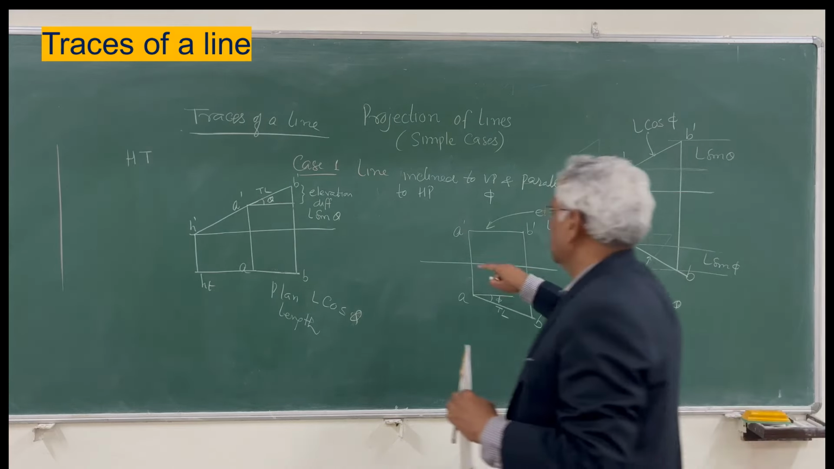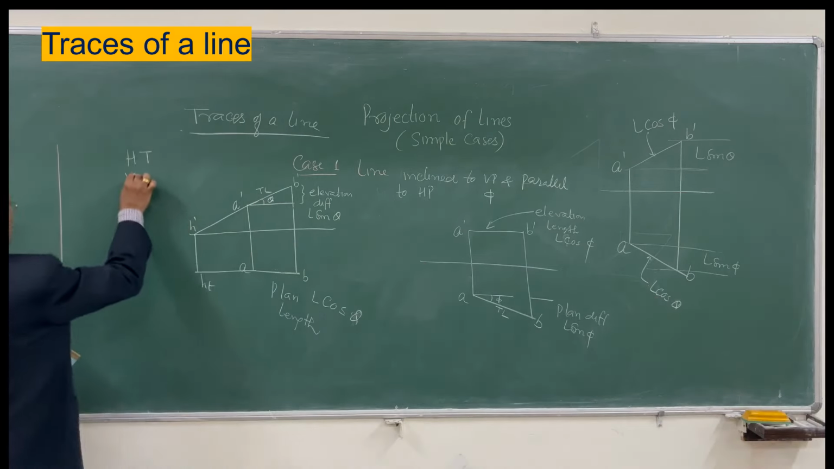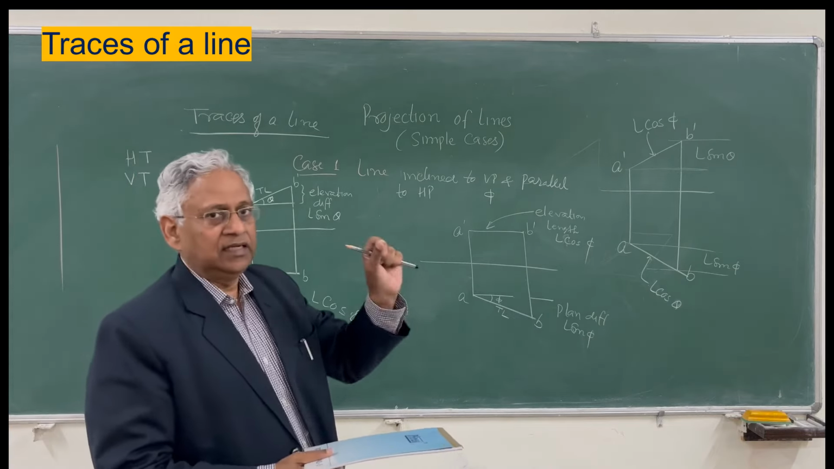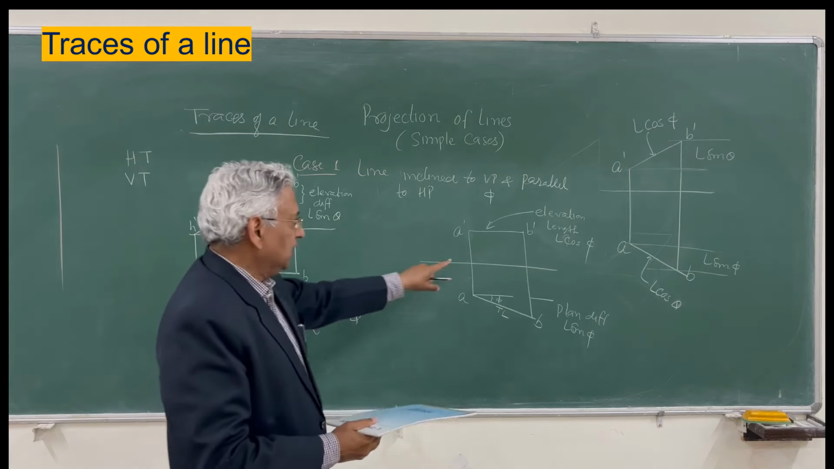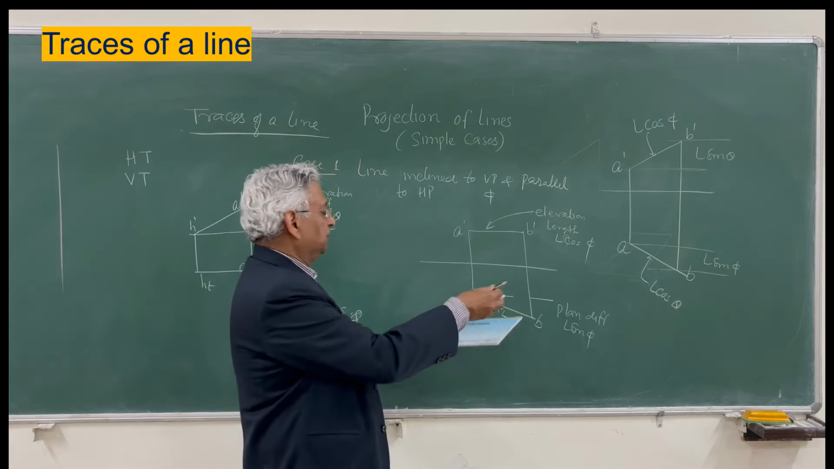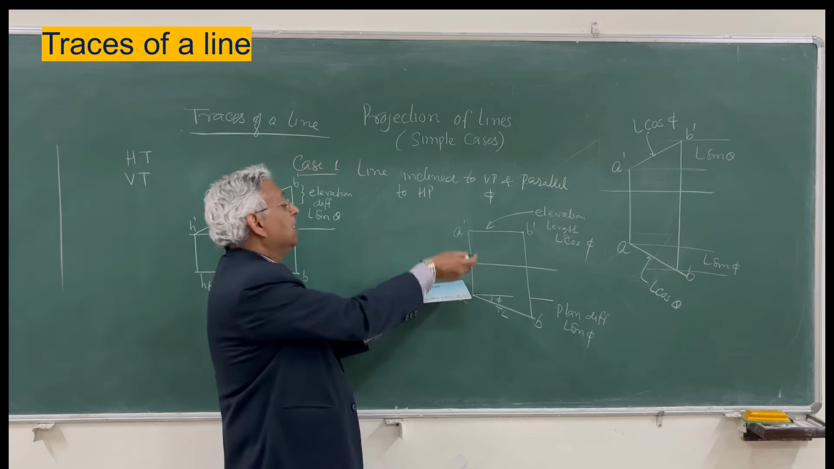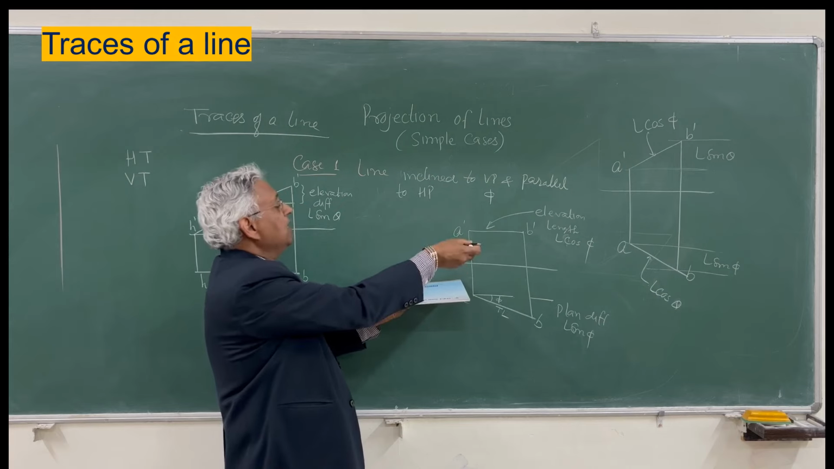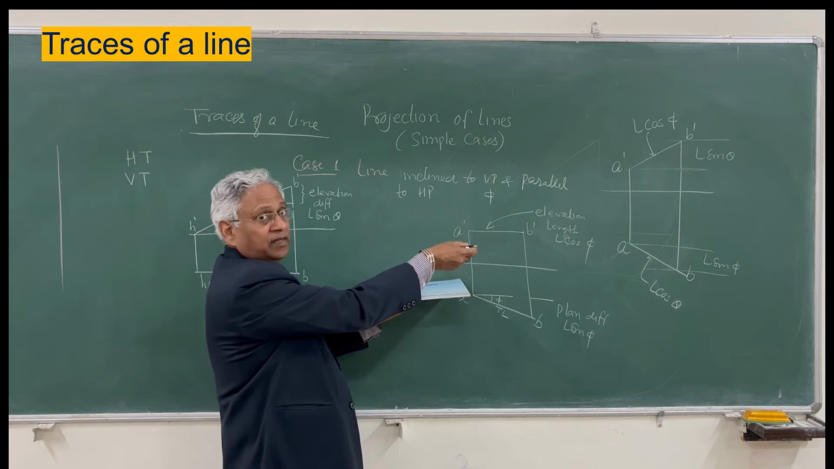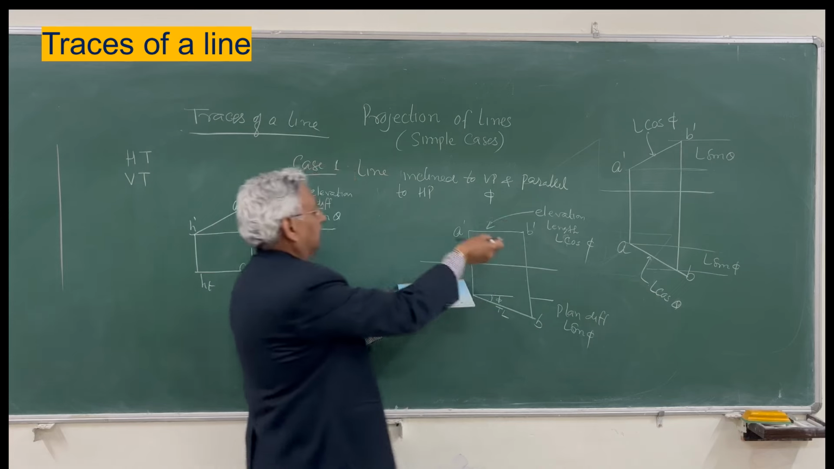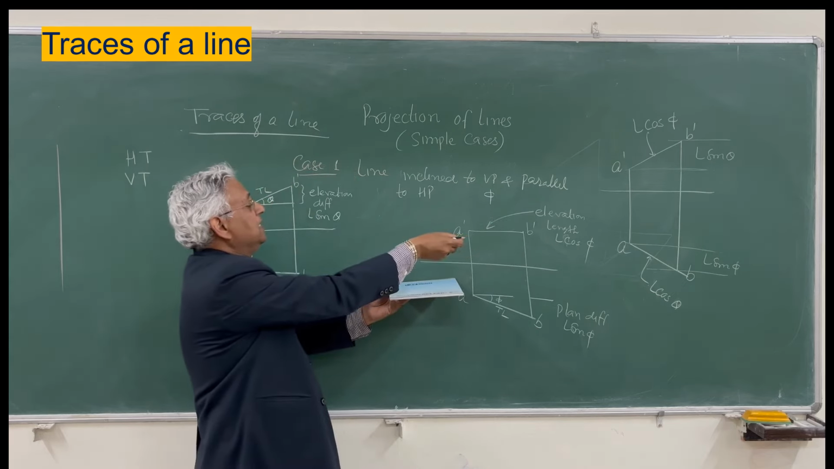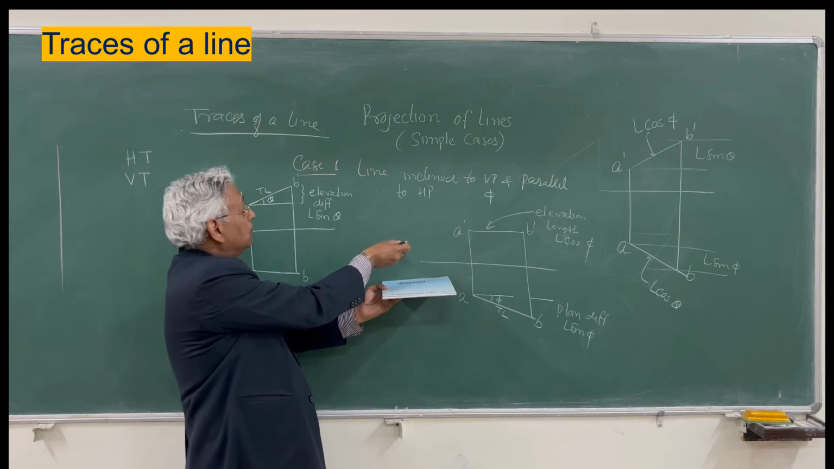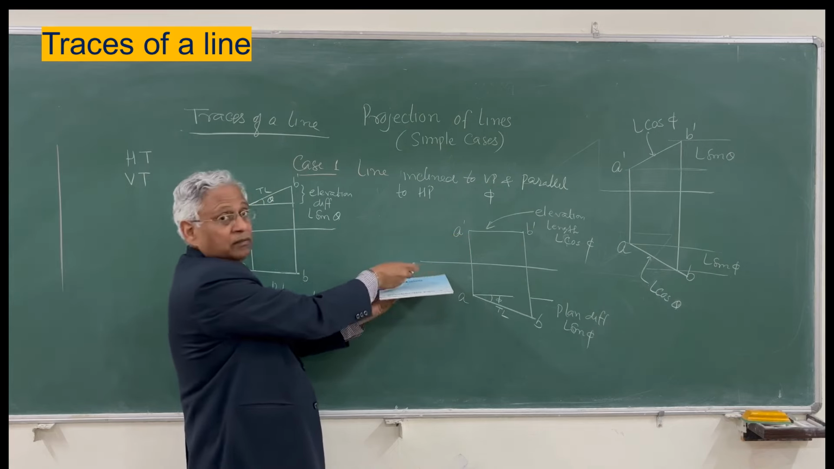Same is the case with the vertical trace. Another point is the vertical trace, that is, the point where the line intersects the vertical plane. So in this case, we had a line like this. Its plan is inclined to ground line and it is parallel to horizontal plane. So elevation is parallel to ground line. Now you extend this line to meet the vertical plane. Here it meets here. And corresponding to this point in the ground line will be extension of the plan.